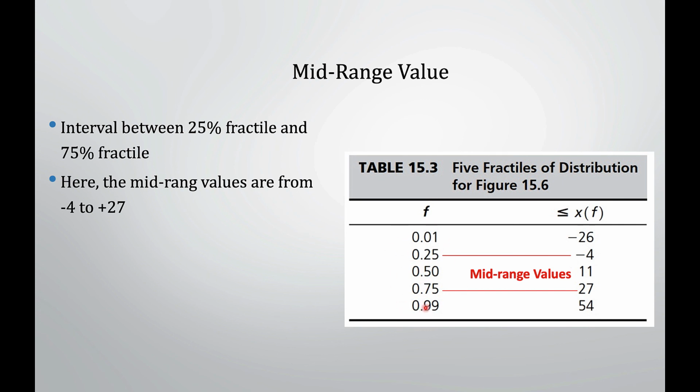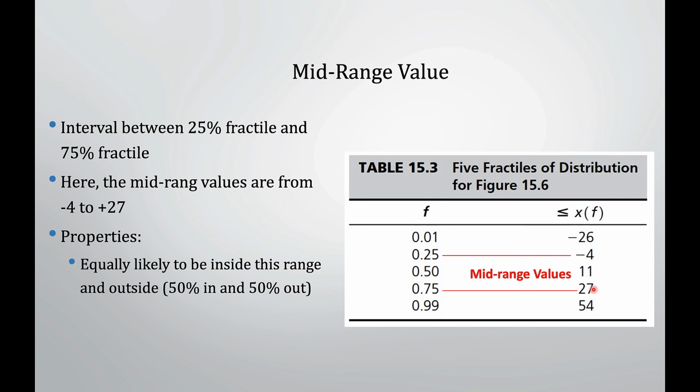The probabilities correspond to the fractile. Okay, so -4 up to 27, any value between these two numbers are called the mid-range values. So the mid-range value, the two thresholds, have some properties. As you can see, it is equally likely for the measure to be inside this range and outside. So the probability that the measure falls between -4 and 27 is 50%.